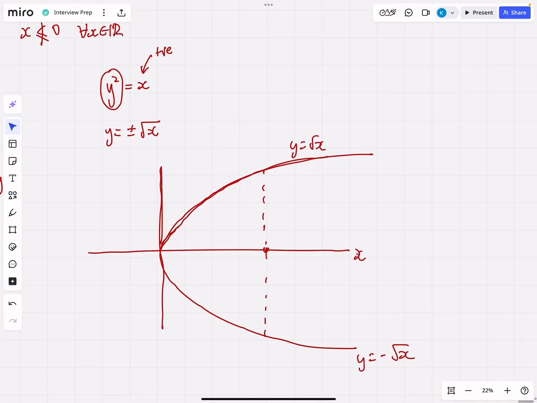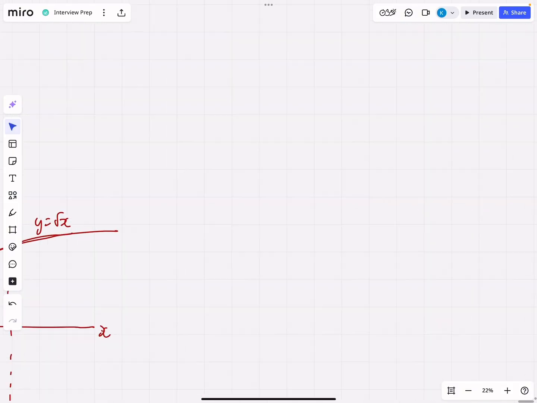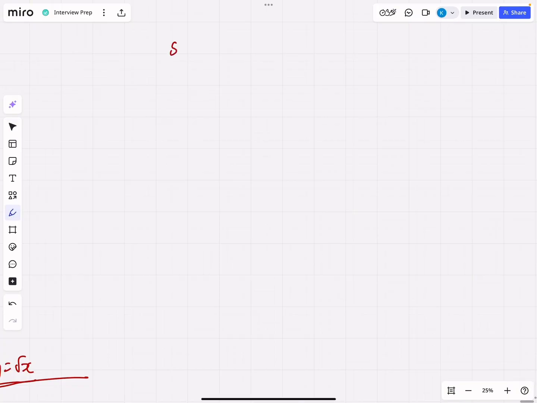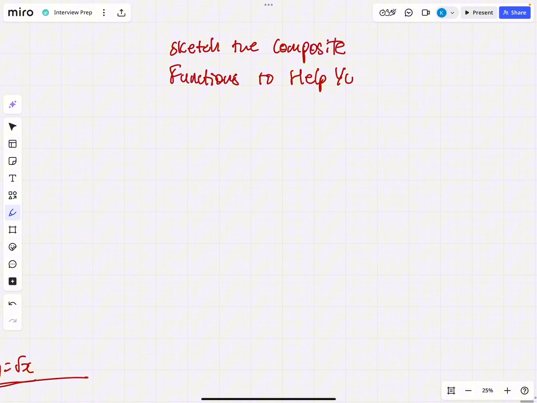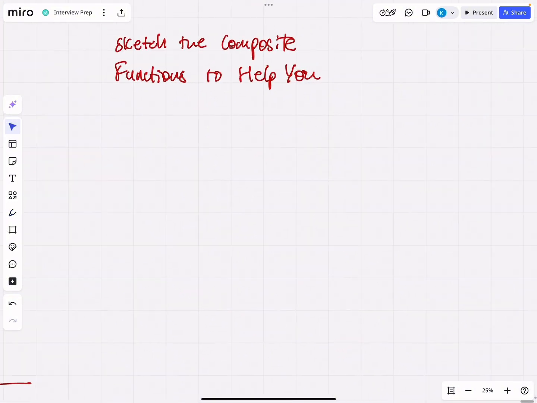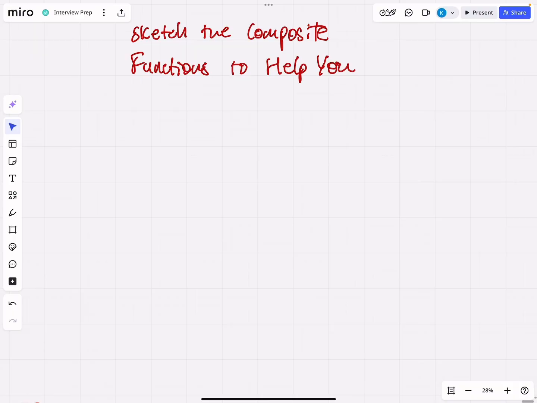The other tip I have is sketch the composite functions to help you. So, for example, I don't think I'm going to do any examples in this video. I'm going to just keep on, because I'm going to do a lot of graph sketching for practice. I might just post those later on so you guys can kind of see how I'm working through them. But you want to be sketching the composite functions to help you.